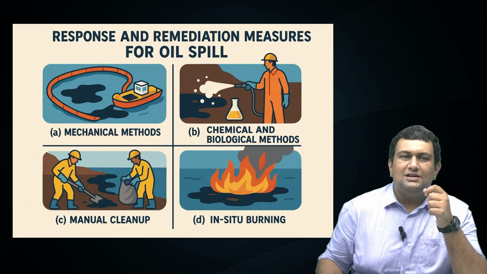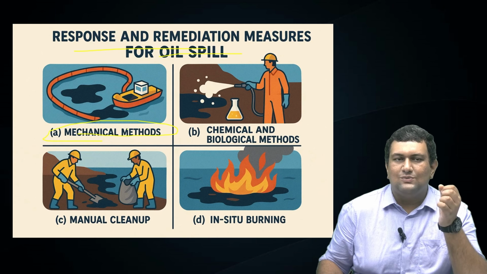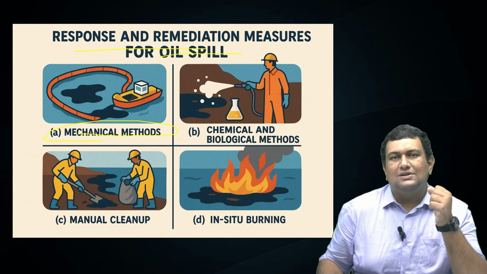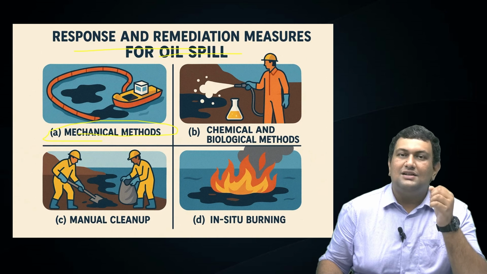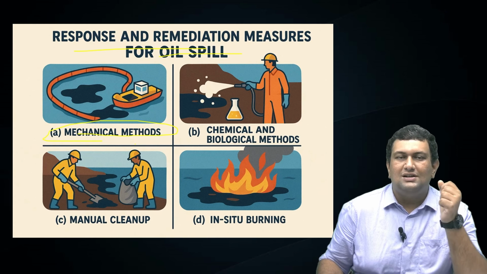So we will see the response and remediation measures for oil spill. First is the mechanical methods. Mechanical methods like booms or skimmers are used, which collect and remove the oil spills. Also, synthetic scrubbers or natural straws are used to absorb the oils and remove them.